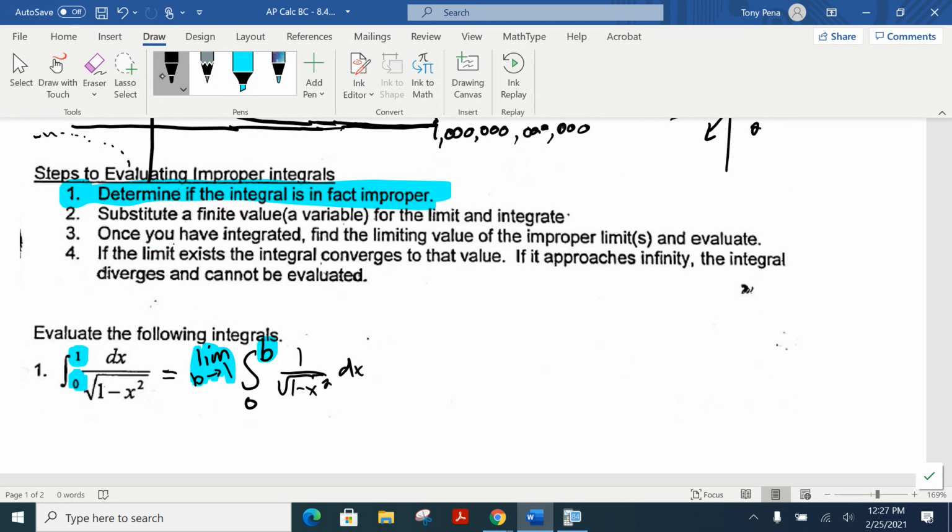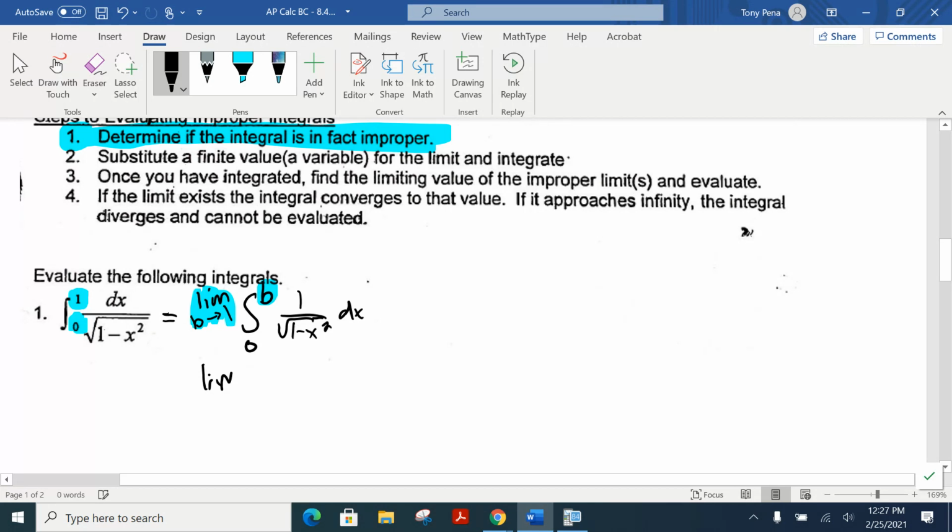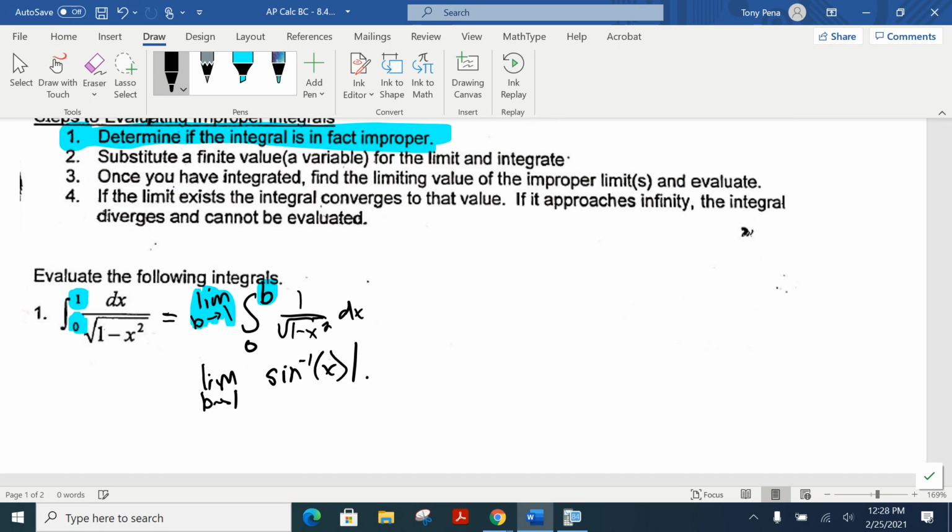So in our next step now, leave this guy here. Don't let him disappear. We're going to do what we would normally do. So the antiderivative of this is an old one, intentionally, to make us remember some old antiderivatives. That's the derivative of inverse sine, if you remember that. So the antiderivative of this is the inverse sine of x. We're going to evaluate this from 0 to b.